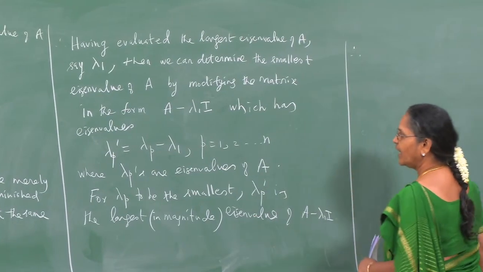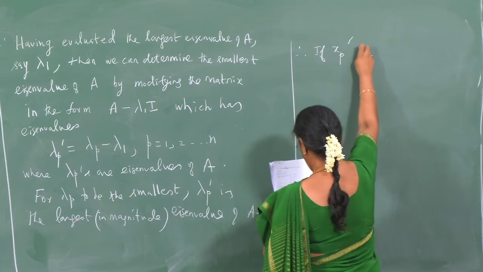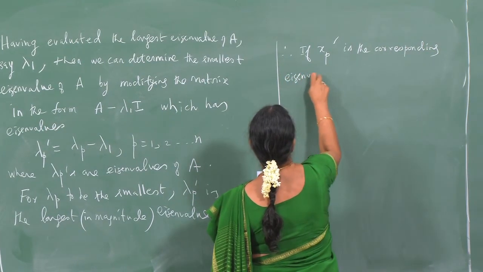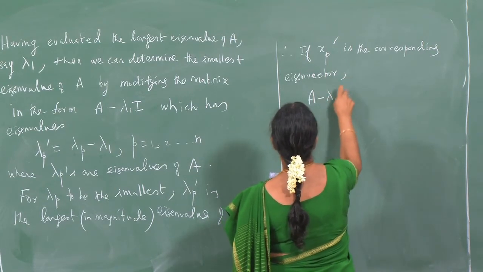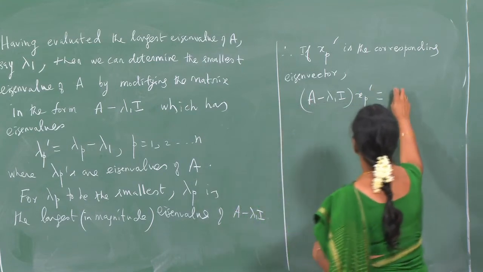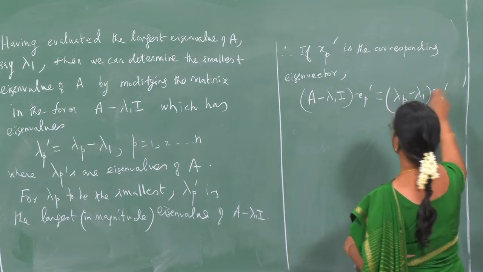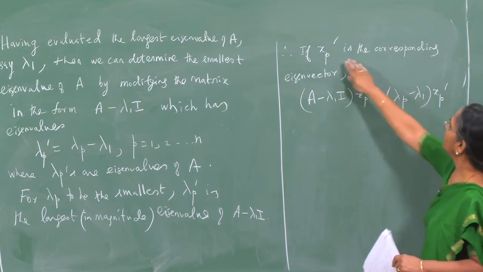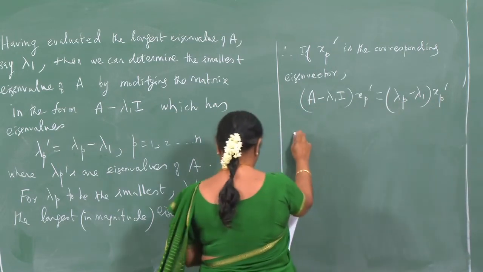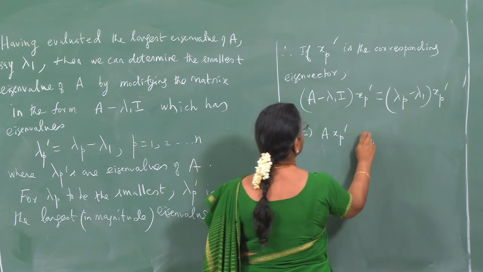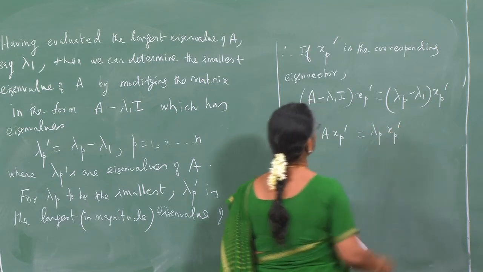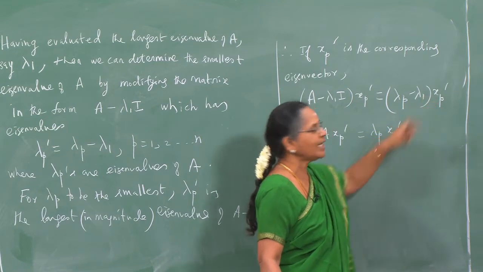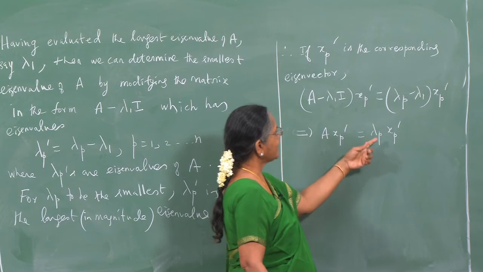So, let us discuss the corresponding eigenvector. Suppose I call x p dashed the corresponding eigenvector, then A minus lambda 1 into I into x p dashed must be lambda p minus lambda 1 into x p dashed, because lambda p minus lambda 1 are eigenvalues of A minus lambda 1 into I, and the corresponding eigenvector is x p dashed. So, what does this give? This gives you A into x p dashed is equal to lambda p into x p dashed. Why? The next term, minus lambda 1 I x p dashed, will cancel with minus lambda 1 x p dashed. So, we get A x p dashed is lambda p x p dashed.